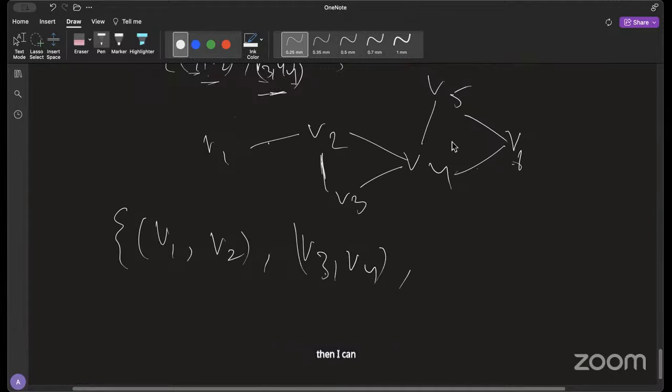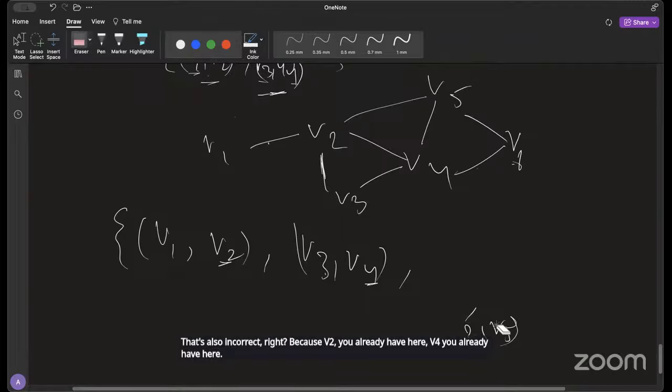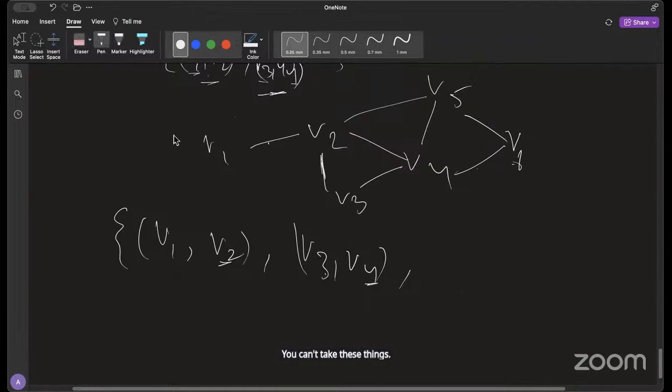Then I can't take V4 to V5, and if you had this edge too, I can't take V4 to V5. That would be incorrect. And I can't take V2 to V5. That's also incorrect, right? Because V2 you already have here, V4 you already have here. You can't take these. Then we can take V5 and V6 only.